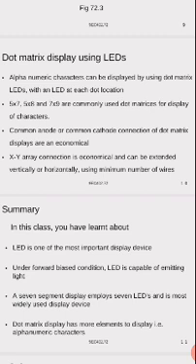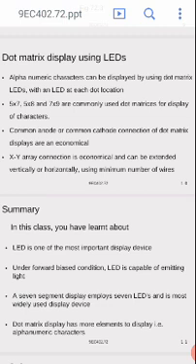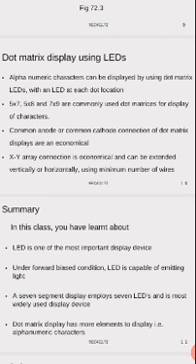Summary. In this class, you have learnt about LEDs, one of the most important display devices.